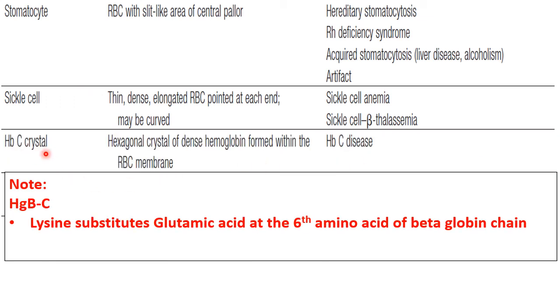HbC disease naman can cause a crystalloid form of hemoglobin. No? And in this kind of disease, ano ang genetic mutation? Lysine substitutes your glutamic acid at the 6th amino acid of the beta-globin chain. Halos parehas sila ni sickle cell. Ang pinagkaiba lang, ang genetic mutation for HbC is lysine.